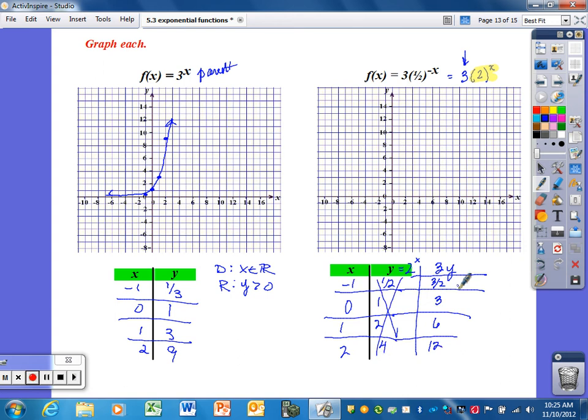So now I plot these points. Negative 1, 1.5. 0, 3. 1, 6. 2, 12. And draw my J-curve. This time, my domain is still all reals. My range, still y is greater than 0, still above 0.